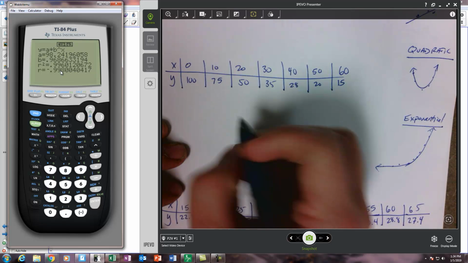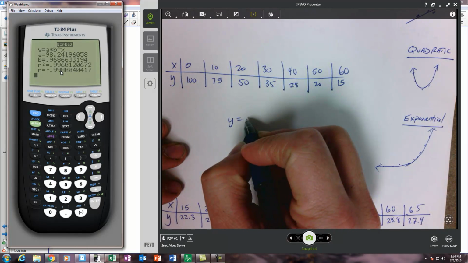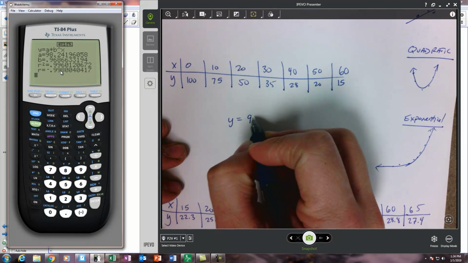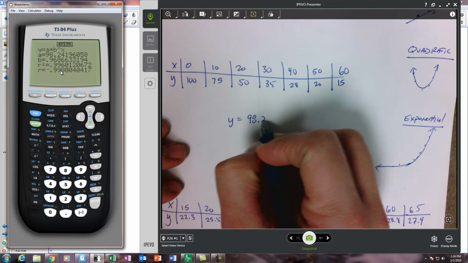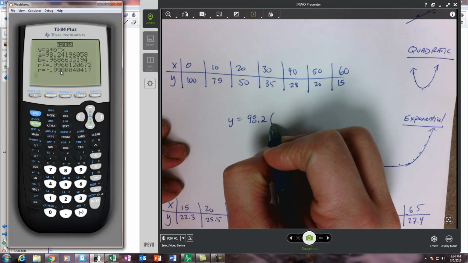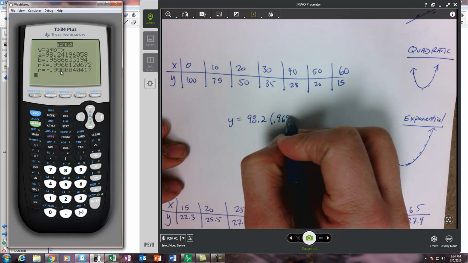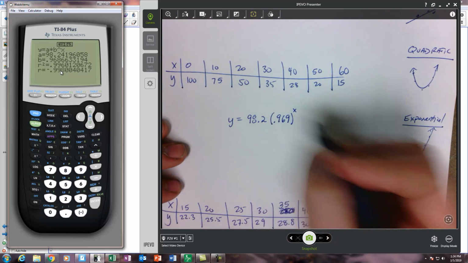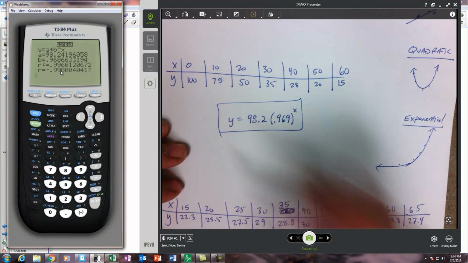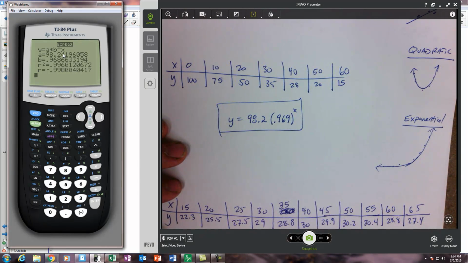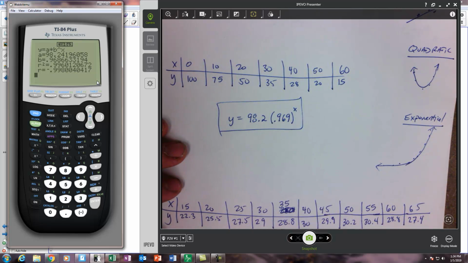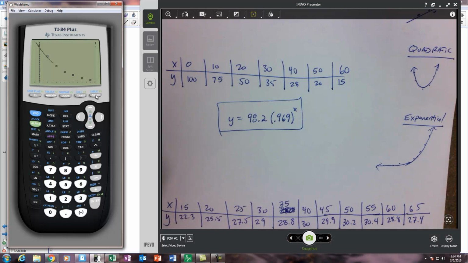Looking at my equation, y should equal 98.2 times 0.969 to the x. Remember, exponential functions have that format. And those are always given at the top of our regression. So really, really close fit. Let's look at the graph just because we can. And sure enough, that is a darn good fit of my data.